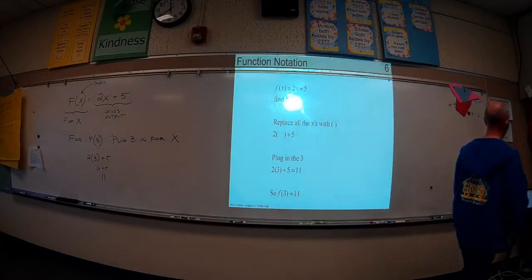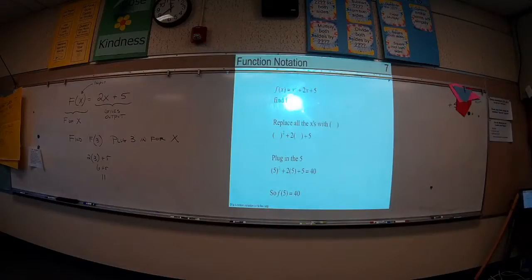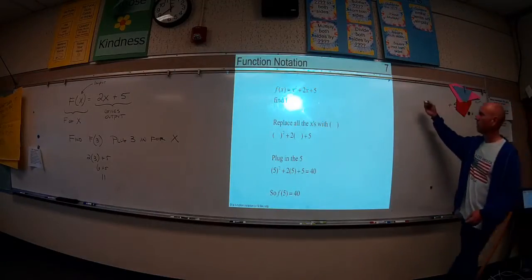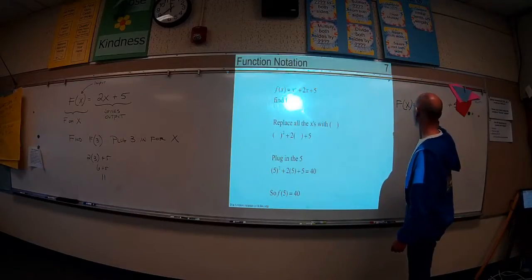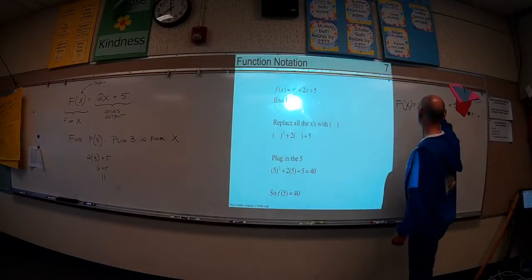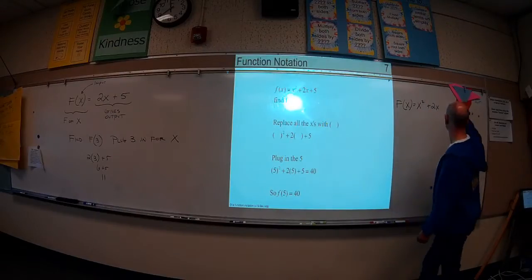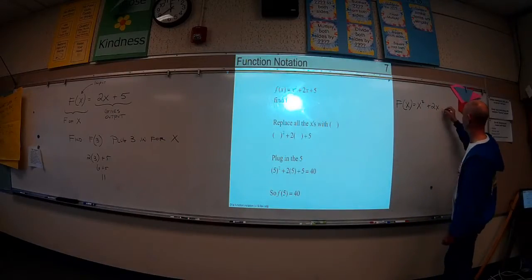So let me do another one to see if it helps. So here's the function. The function is f of x equals x squared plus 2x plus 5. That's the function.